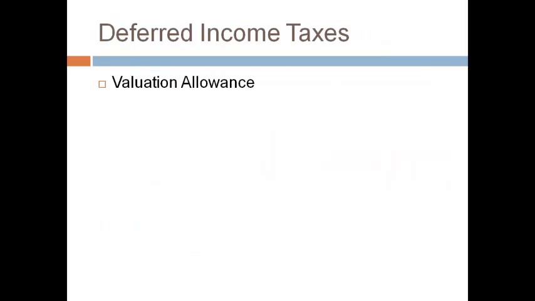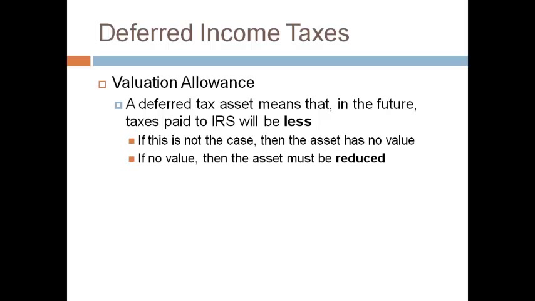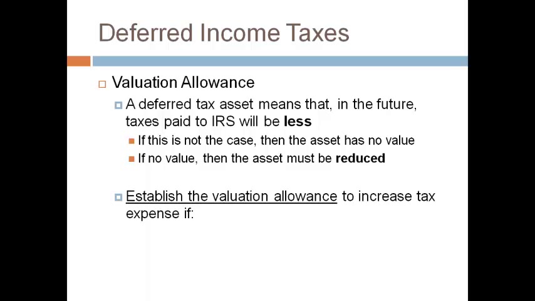Let's talk about valuation allowances and when a valuation allowance is necessary. A deferred tax asset reported on the balance sheet represents future benefit to the company. The future benefit occurs when less income taxes are paid. A valuation allowance is recorded to reduce the deferred tax asset when it is not probable that less income taxes can be paid.